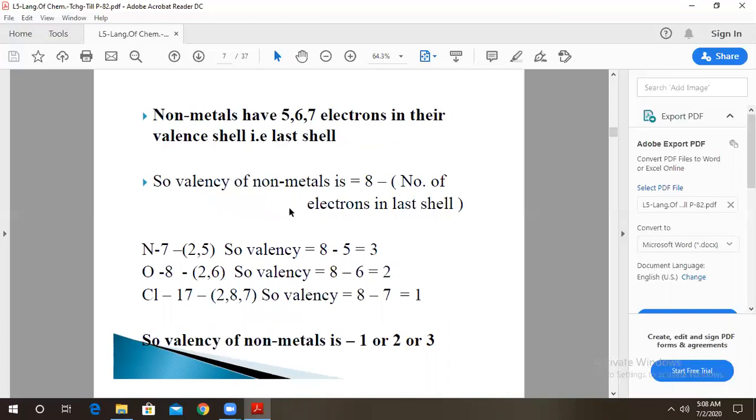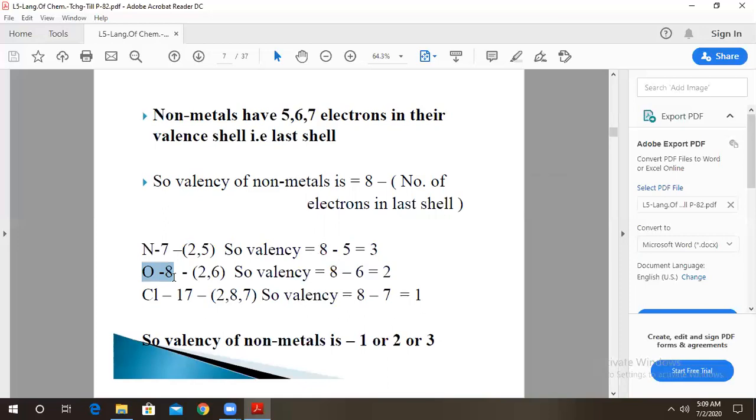Similarly, nonmetals have 5, 6, or 7 electrons in their valence shell, and therefore their valency is 8 minus the number of electrons in their last shell or valence shell. I repeat it, the valency of nonmetals is 8 minus the number of electrons in their valence shell or outermost shell. For nitrogen, atomic number 7, the distribution is 2, 5. So the valency will be 8 minus 5, that is equal to 3.